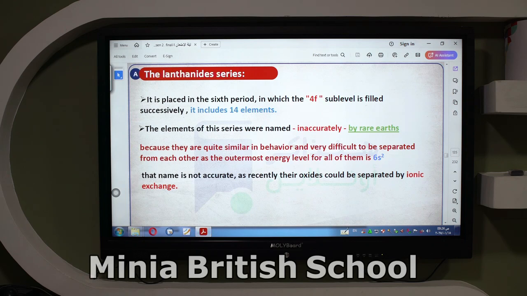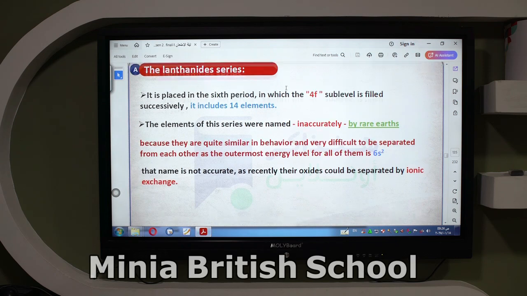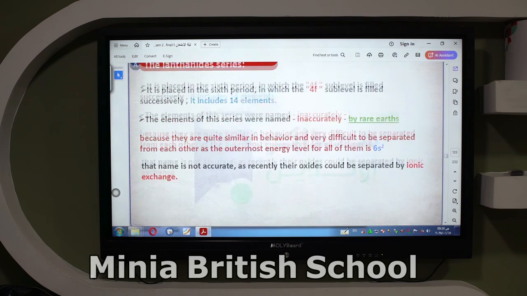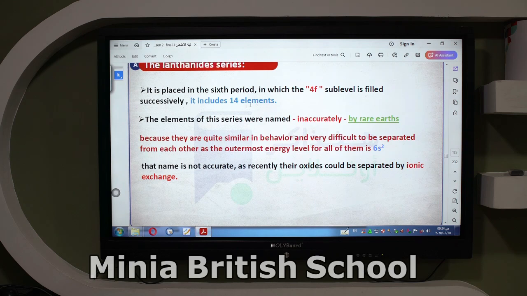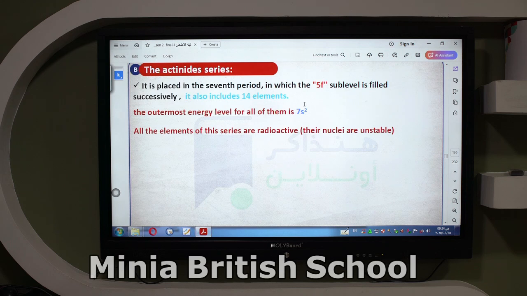About F block elements, we have two series. The first series is called lanthanides, and the second one is called actinides. Lanthanides begin to fill 4F with 14 electrons, that's why they have 14 elements. And actinides begin to fill 5F and include 14 elements.